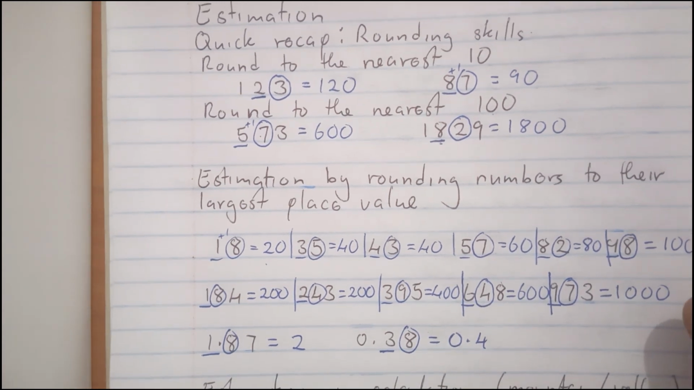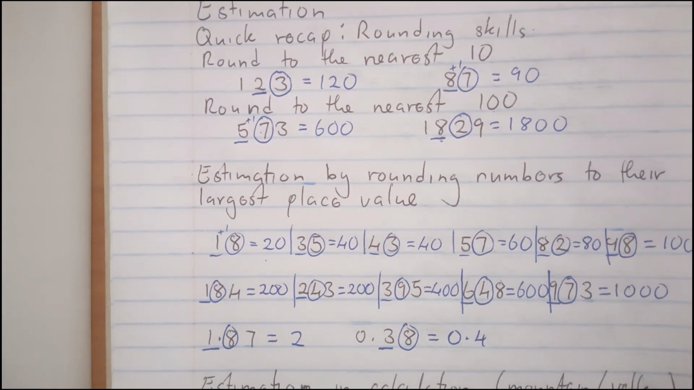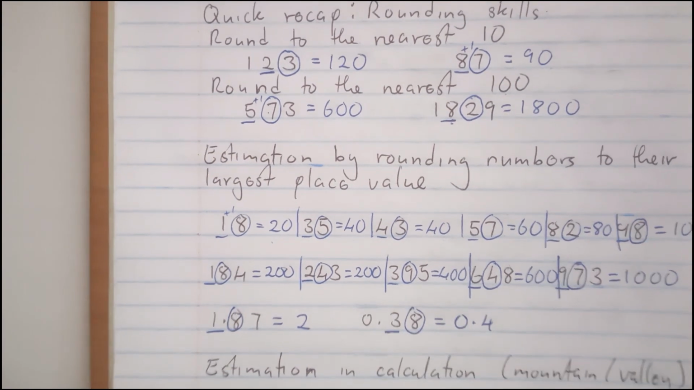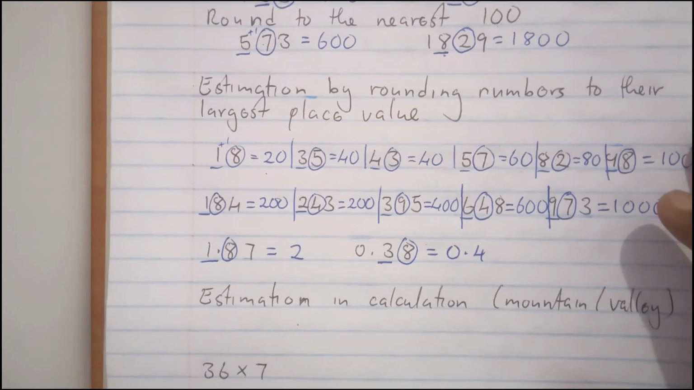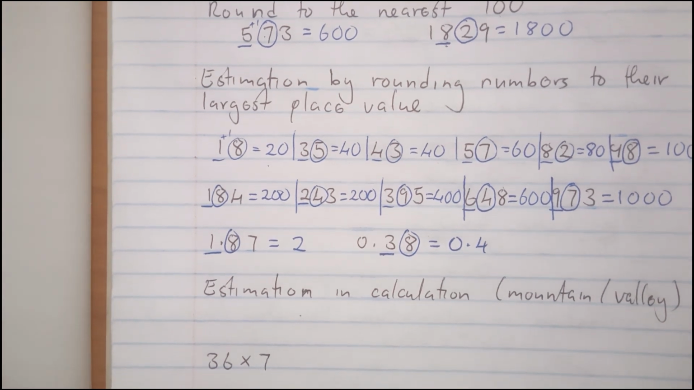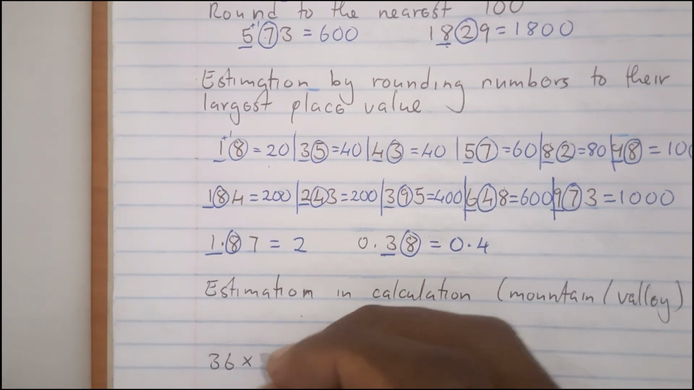Now, how do we use this particular scheme when it comes to calculation? Let's have a look. For the first calculation, we have 36 times 7. How do we go about that? If you ask me 36 times 7, normally I'll be like, I'm not sure. But using estimation, I'll be able to get the answer I'm looking for. So what does it become?